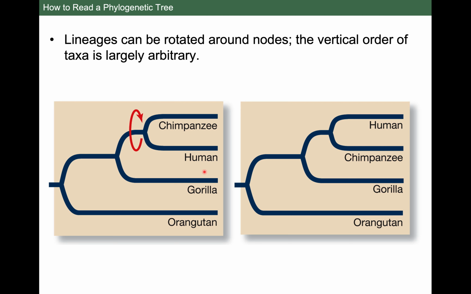So, this image on the left, you would not interpret this to say, oh, okay, well, humans are more closely related to gorillas than are chimps because they're sitting closer together in this image. We would just say chimps and humans are both basically equally distant from gorillas.